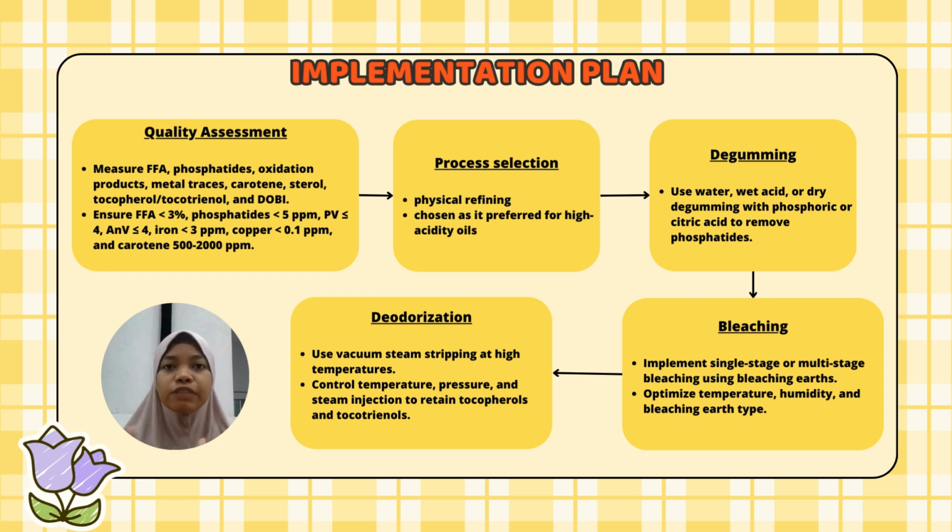The first step in this physical refining process is degumming. In the degumming process, we have to use water, wet acid, or dry degumming with phosphoric or citric acid to remove the phosphatides.